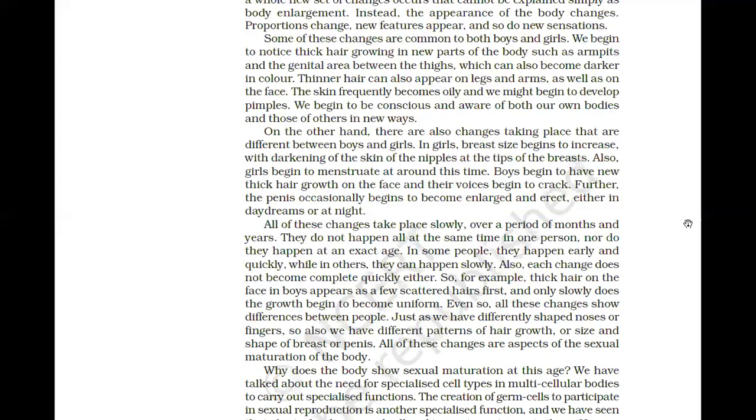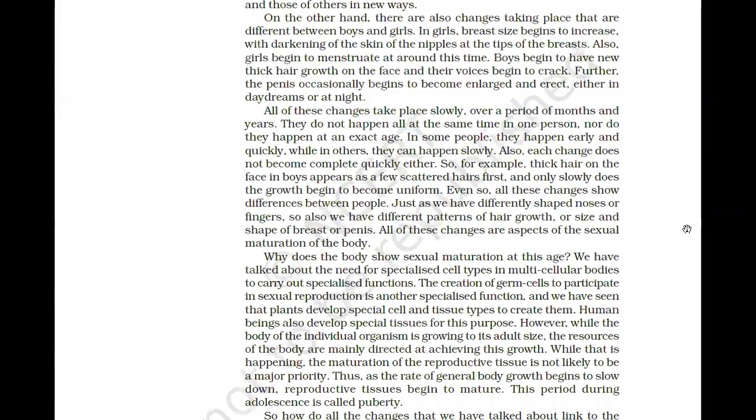All of these changes take place slowly over a period of months and years. They do not happen all at the same time in one person, nor do they happen at an exact age. In some people, they happen early and quickly, while in others, they can happen slowly. Also, each change does not become complete quickly either. So, for example, thick hair on the face in boys appears as a few scattered hairs first, and only slowly does the growth begin to become uniform.